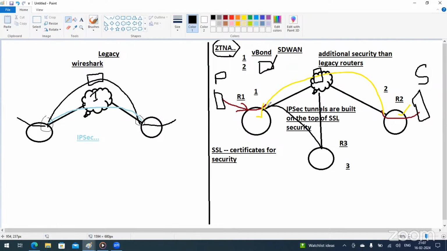Secure path won't be established, and anybody who is sitting behind R3, that user won't be able to access the resources of R2 and R1, this PC or this server. The serial number of the device must be whitelisted manually here. This is an additional layer of security here. Any doubt?